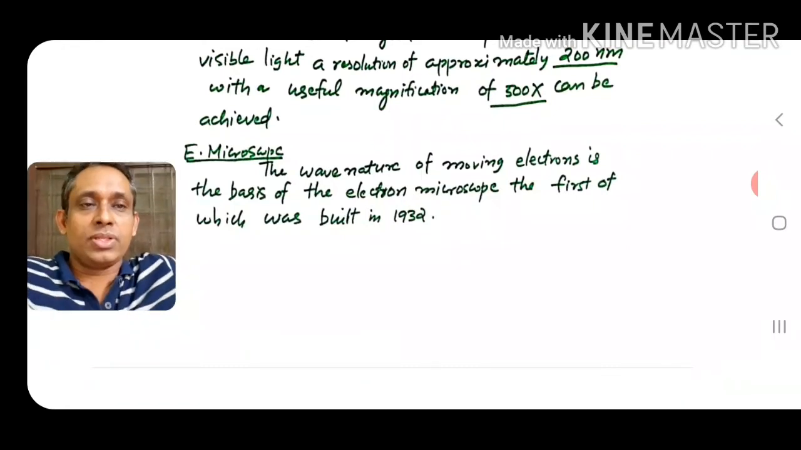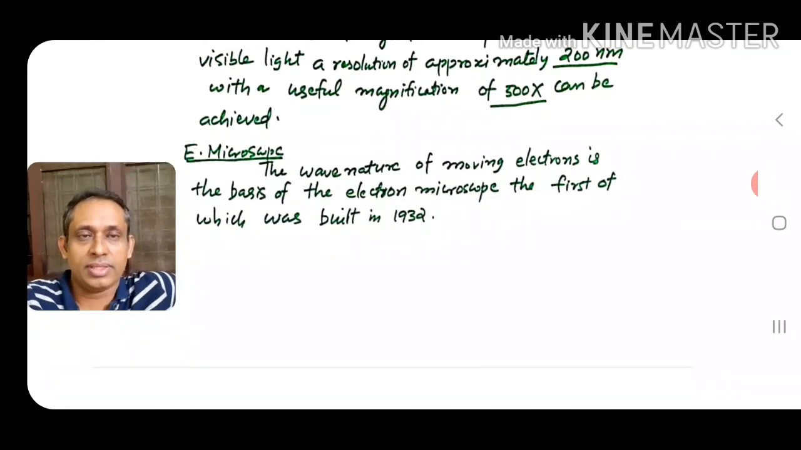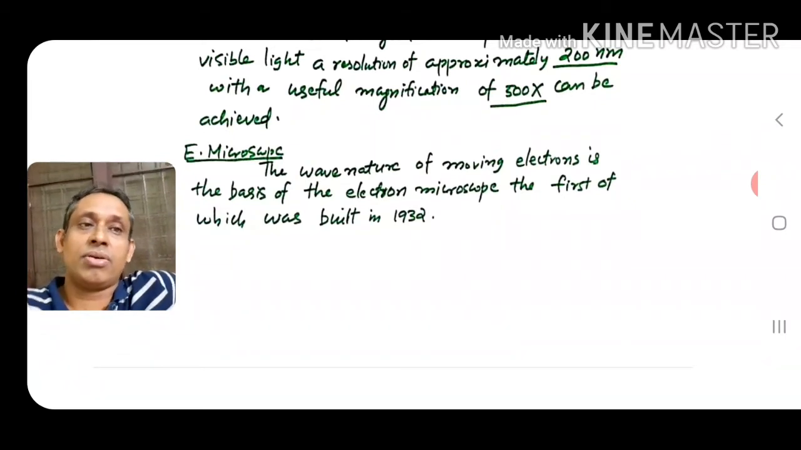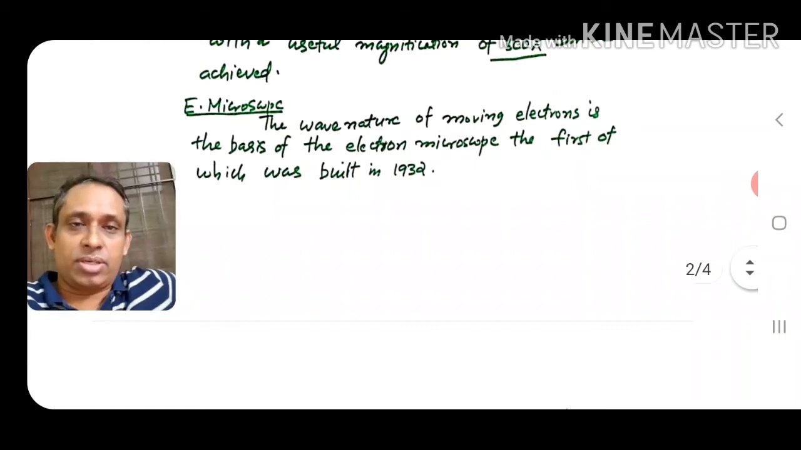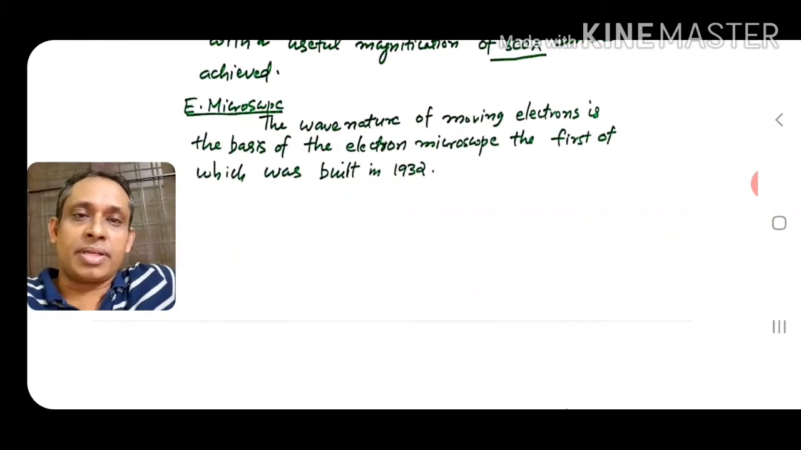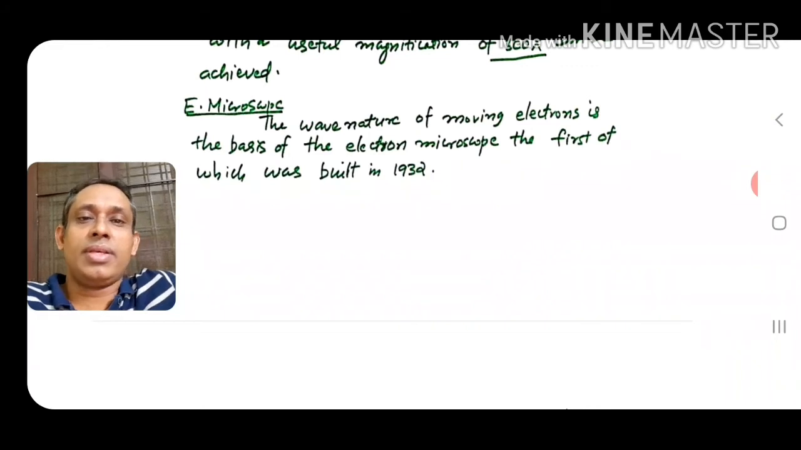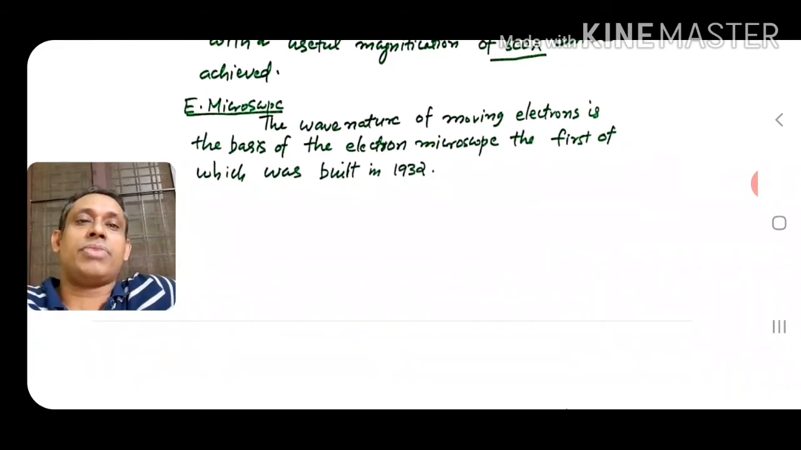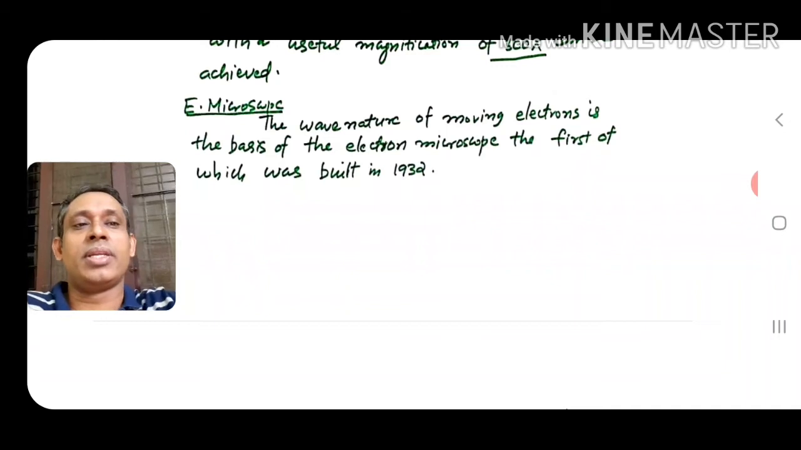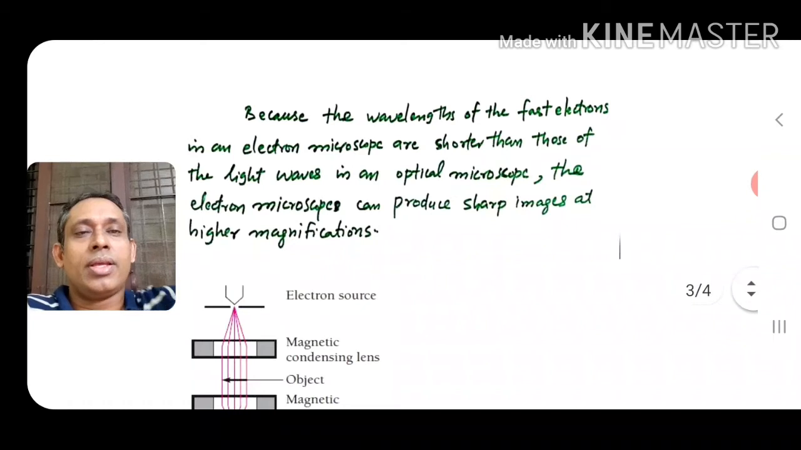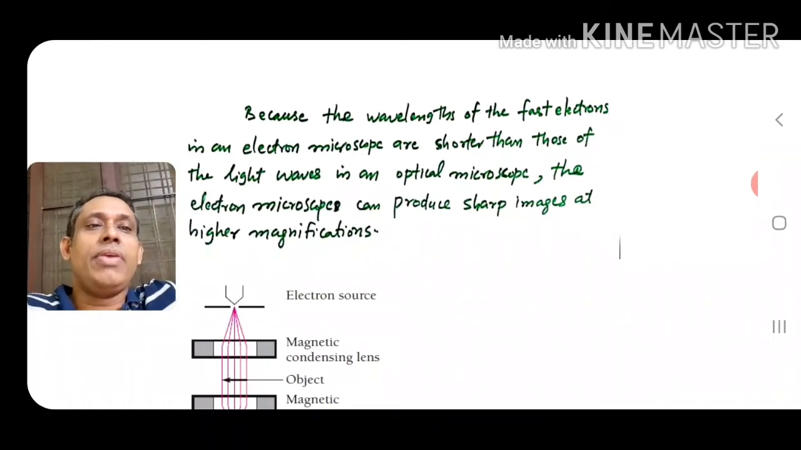So the wave nature of moving electrons is the basis of the electron microscope. We are using electrons to illuminate the object and get a magnified image of it. The first electron microscope was built in 1932.